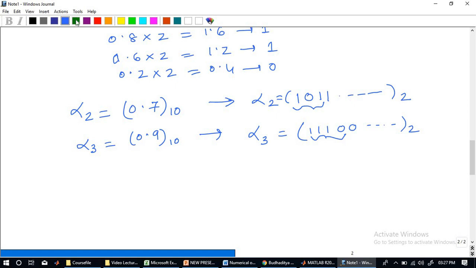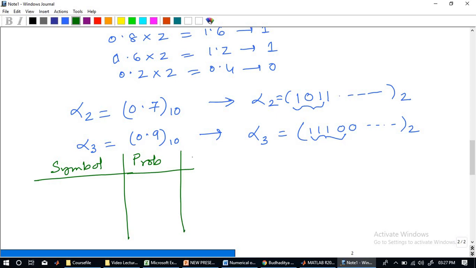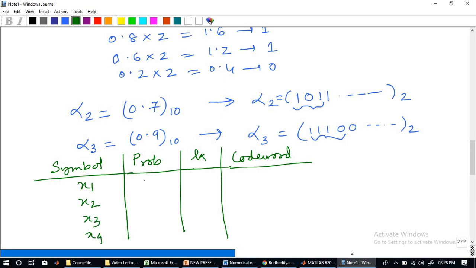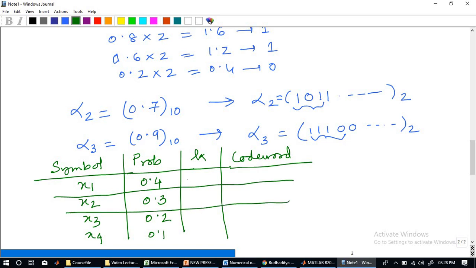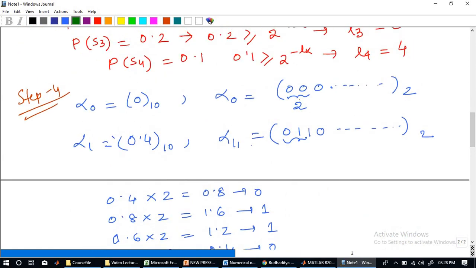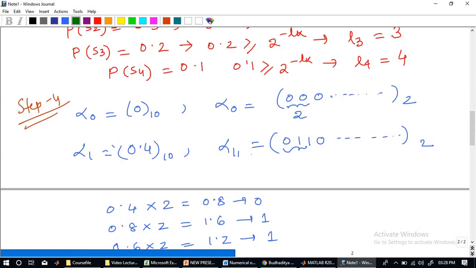So if I write a new table: symbol, probabilities, maybe length, and now comes the code word. Your symbols are x1, x2, x3, x4 with probabilities 0.4, 0.3, 0.2 and 0.1. What are the 4 lengths? Just give me 2, 2, 3 and the last one 4. So you go back to alpha 0. This is 2. What are the 2 bits? 0, 0. So substitute over here.